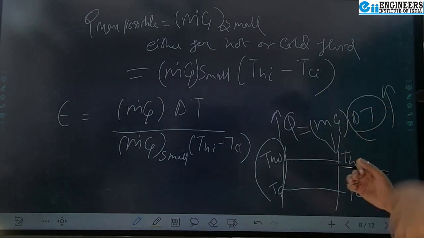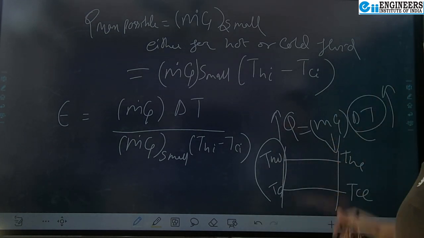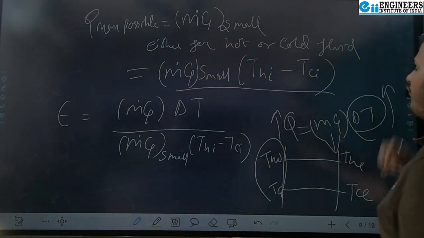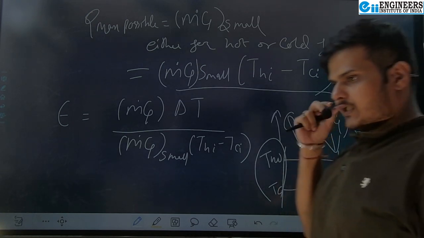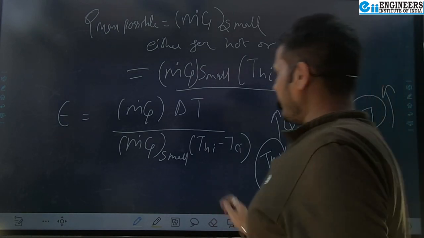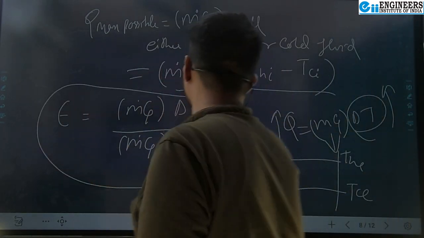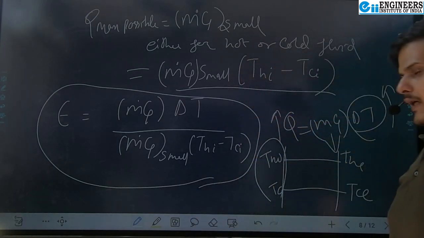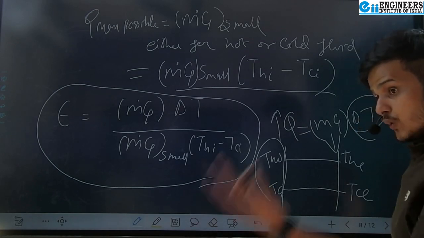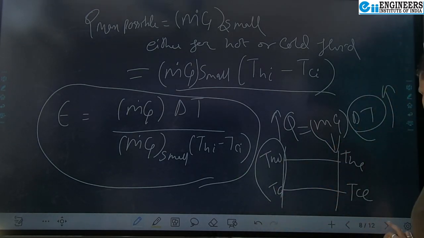So that difference is going to have the maximum value. So the maximum possible heat transfer takes the value of mCp small (THI minus TCI). So by taking their ratio, we can calculate the effectiveness to be mCp delta T by mCp small (THI minus TCI). So here again two more cases come into the picture.